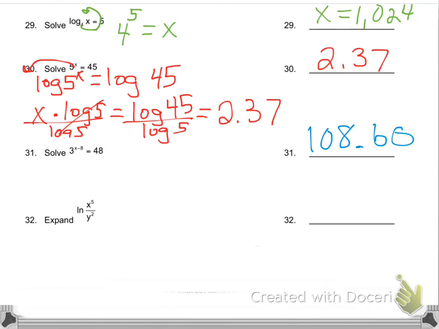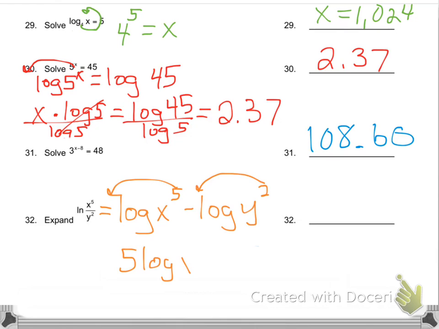Okay, number 32 says expand the natural log of x to the 5th over y squared. Now remember, log and natural log have the same powers, and expand means to make it longer, or bigger. So when I have the log or natural log of two numbers being divided, I can rewrite it as the log of 2 that are being subtracted. So the log of x to the 5th minus the log of y squared. And remember, the exponents have to come out front. So what you're left with is 5 log x minus 2 log y.